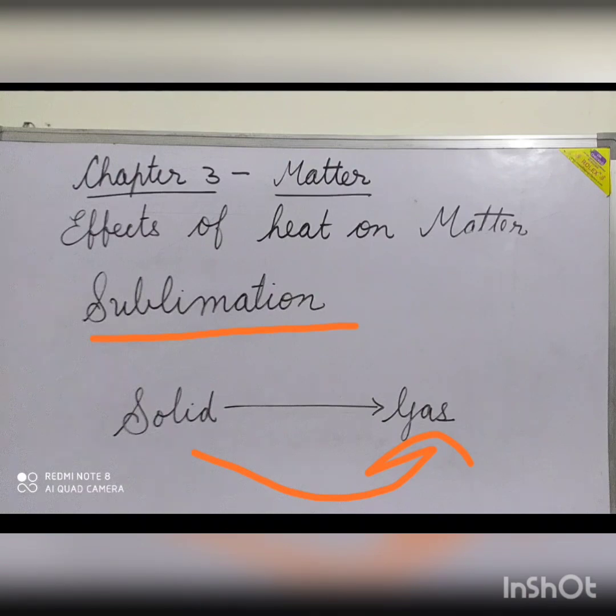Iodine, naphthalene, ammonium chloride are such examples. The process in which a solid directly changes to gaseous state on heating is called sublimation. The gaseous state of the substance obtained during sublimation is called the sublime. The substance formed when a gas changes back into its solid state is called sublimate.